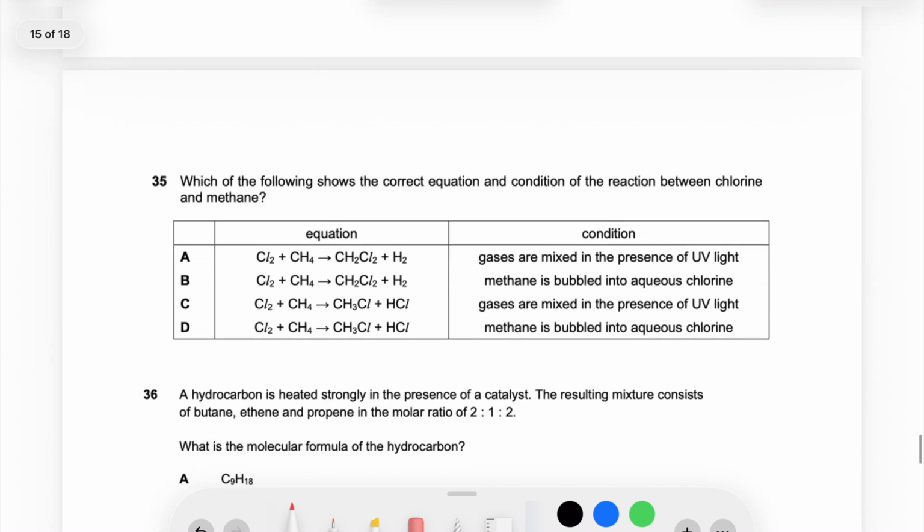Moving on. 35, which of the following correctly shows the equation and the condition for the reaction between chlorine and methane? So this is under substitution. The condition definitely needs the presence of UV light. You will just substitute by one chlorine atom. So it's not two, it should be just one. So the answer is C. Okay, so this is under alkene.